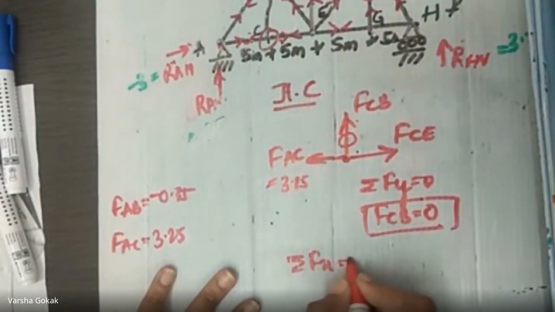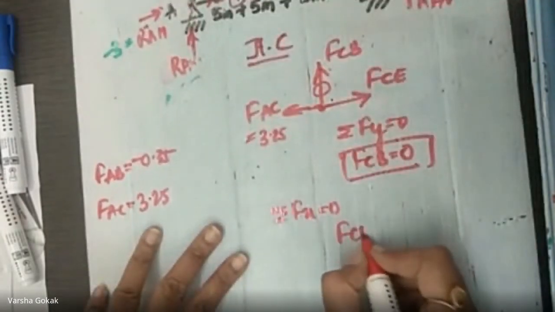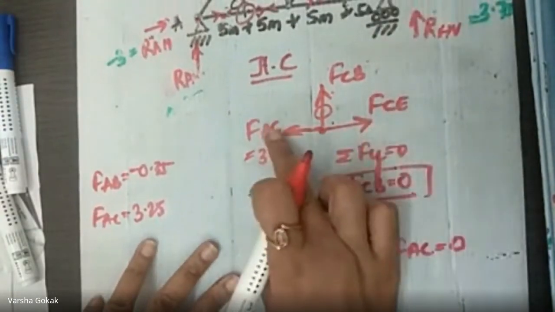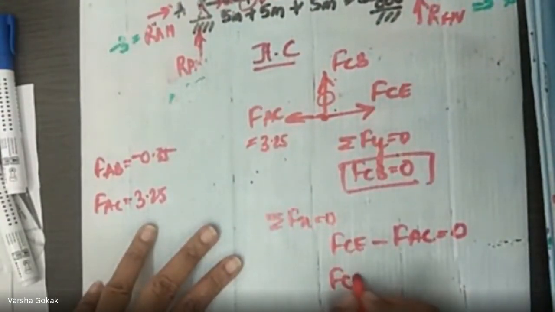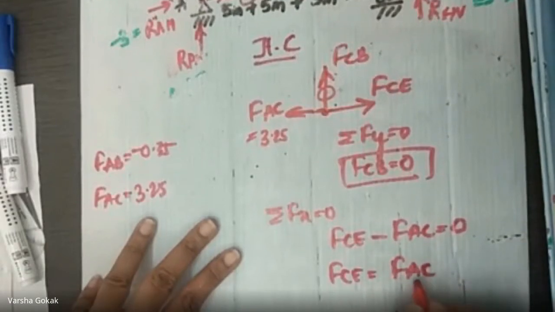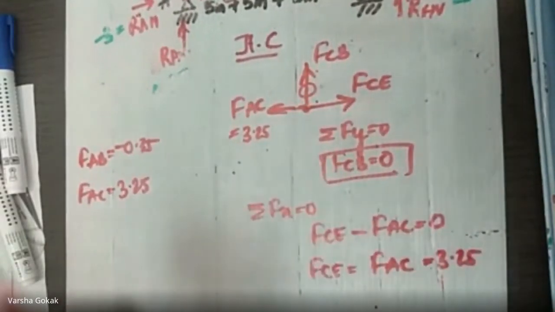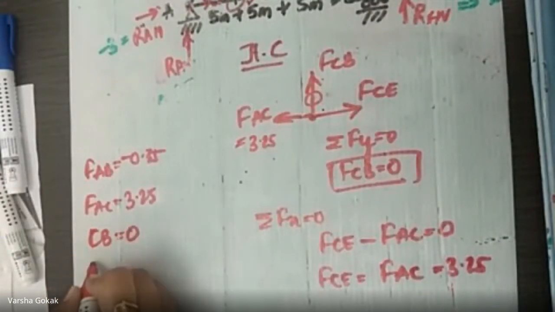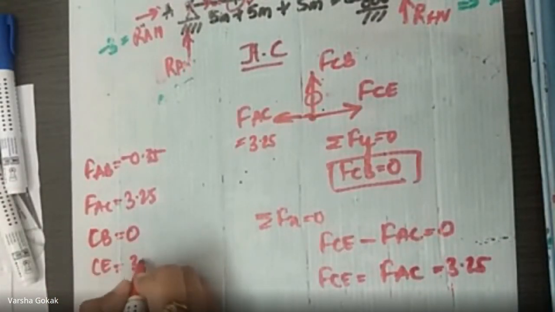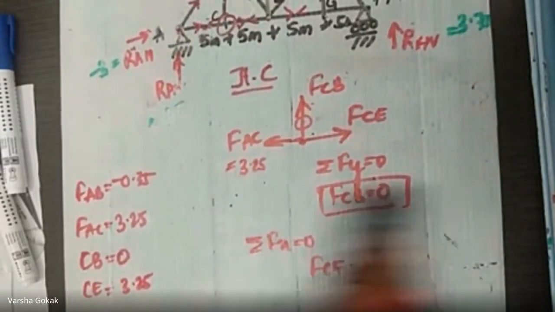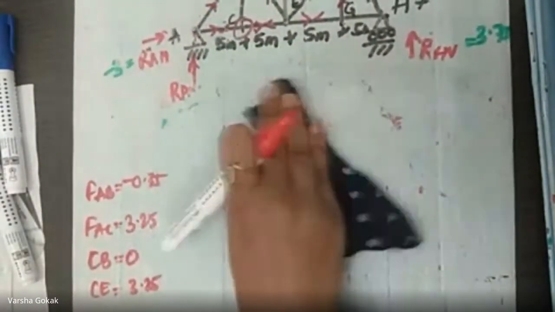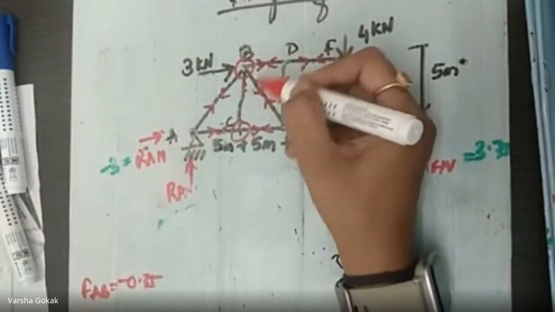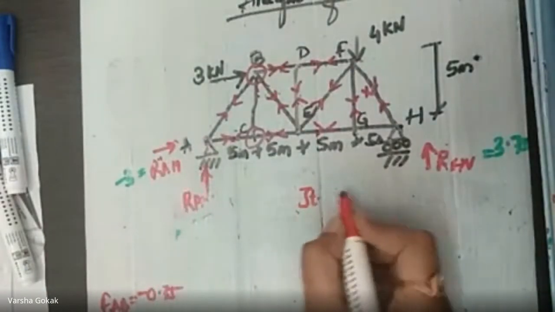Then summation Fx equal to 0: FCE minus FAC is equal to 0. So what is FCE? It is going to be equal to FAC, that is 3.25. So we got two more. CB value we got 0 and CE value we got 3.25, right? So this is for your joint C. After C we'll go to B because now we know these two. So now we'll take joint B.